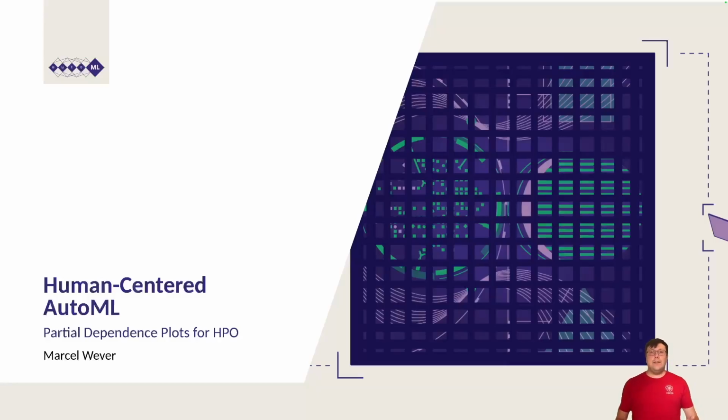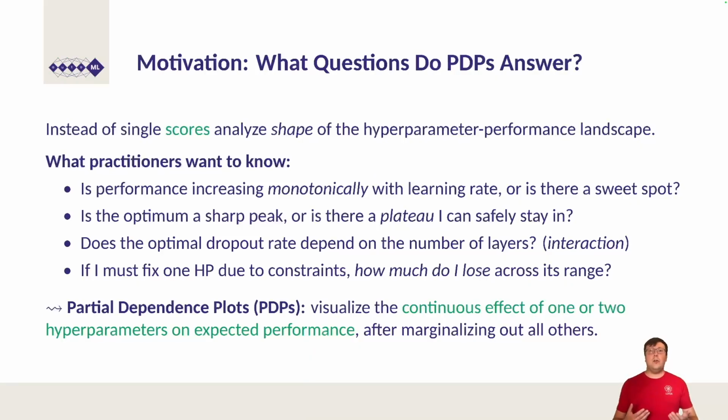The preceding methods return scalar importances. Partial dependence plots return functional information, the shape of the response surface as a function of one or two hyperparameters. Where fANOVA quantifies how much variance a hyperparameter explains, the PDP shows the marginal effect curve itself. Scalar scores underdetermine the questions practitioners actually pose.